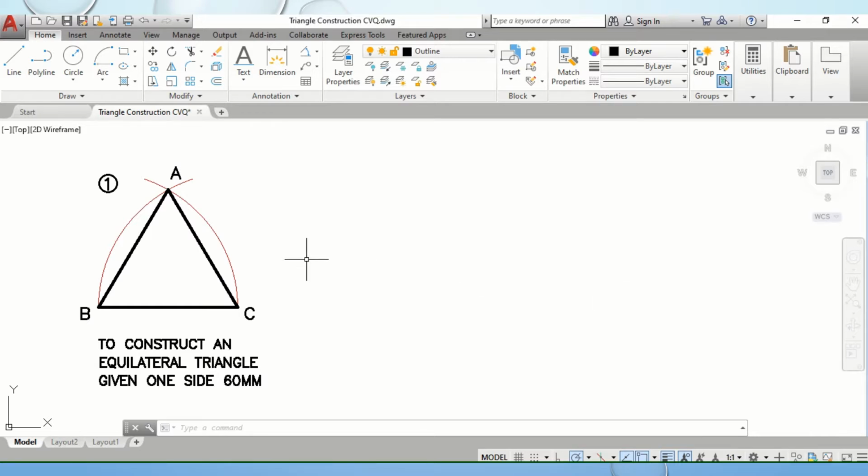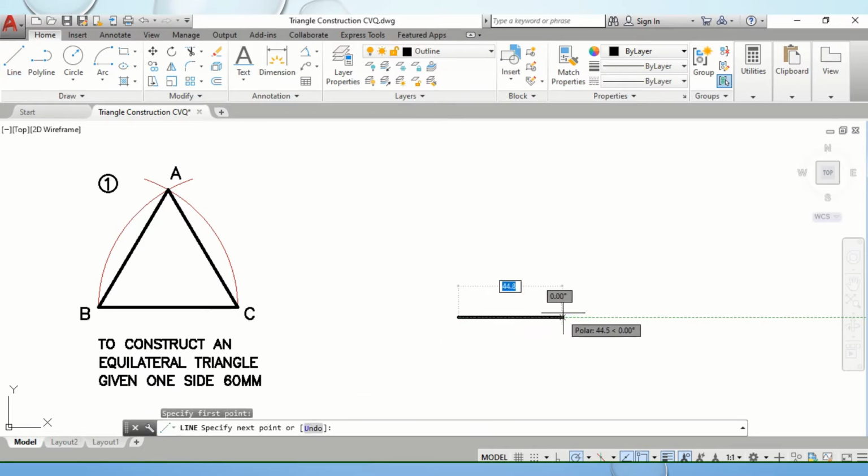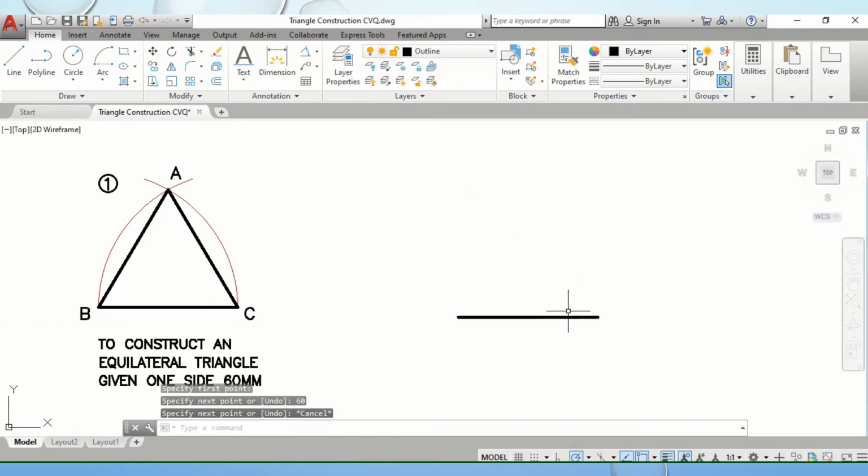Our first construction will be to construct an equilateral triangle when given one side, 60 millimeters. So we're going to start by drawing that side, 60 units. Now, one thing to note is if you are given a side, we're going to use an arc to represent where that side could be.